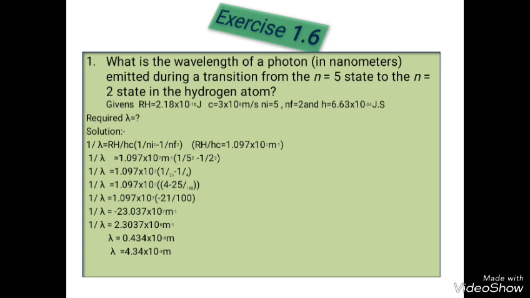And since the question says express the wavelength in terms of nanometer, from the value of lambda, which equals 4.34 times 10 to the power of negative 9 meter, the prefix 10 to the power of negative 9 is expressed as nano. And finally, lambda equals 4.34 nanometer.